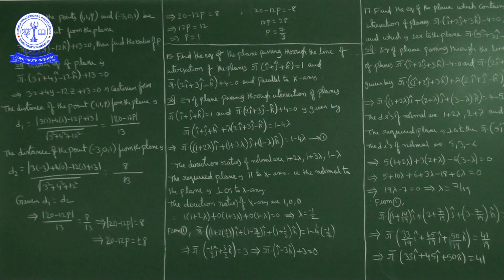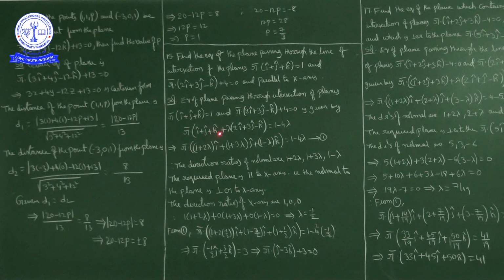So the family of planes passing through the intersection of two planes r bar dot n1 bar equal to d1 and r bar dot n2 bar equal to d2 is r bar dot n1 bar plus lambda times n2 bar is equal to d1 plus lambda d2. So r bar dot n1 bar, what is n1 bar?